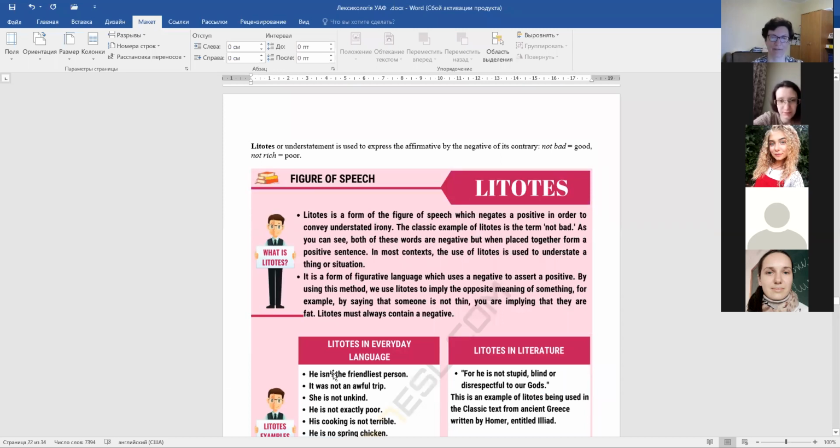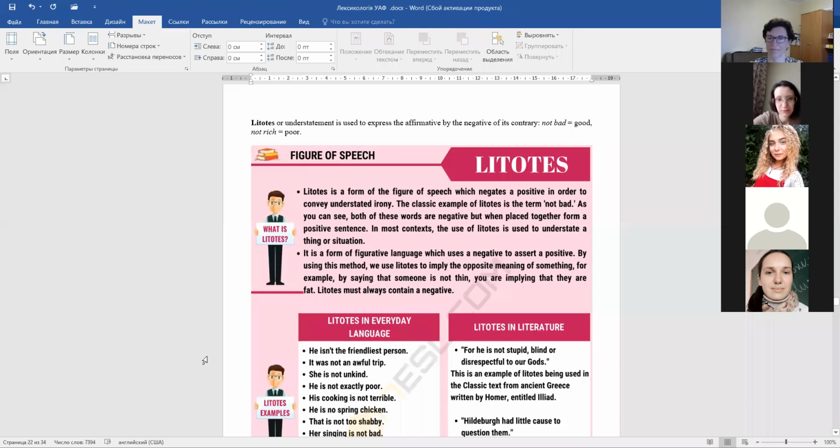Litotes. Litotes, or understatement, is used to express the affirmative by the negative of its contrary. Not bad equals good, not rich, poor. Litotes is a form of the figure of speech which negates a positive in order to convey understated irony. The classic example of litotes is the term not bad. As you can see, both of these words are negative, but when placed together form a positive sentence.